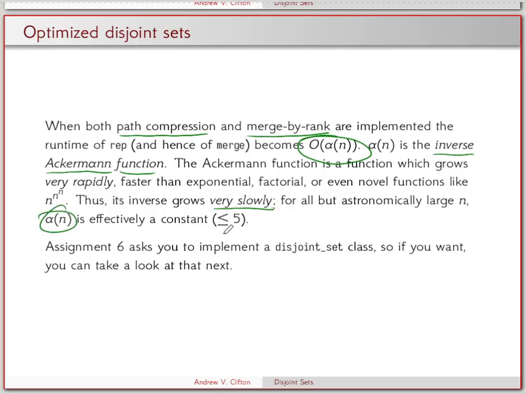Alpha of n is less than or equal to 5 for any n up to astronomically huge numbers. So this is basically a constant. This is essentially O of 1.